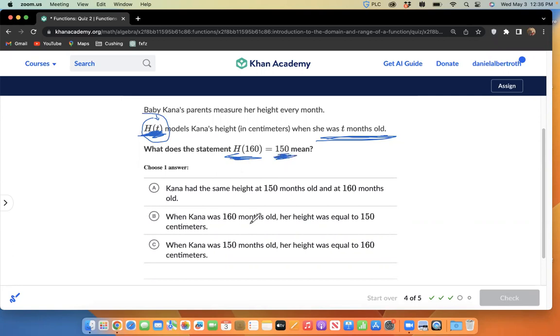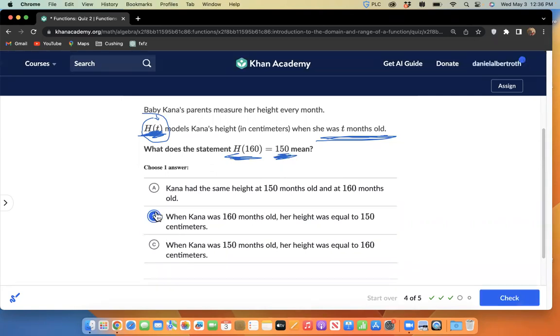When Kana was 160 months old, her height was equal to 150 centimeters. I think that's what we said. When Kana was 150 months old, her height was equal to 160. No. So the input is 160, and we're putting in her age. So the age is 160, and the height is 150. So I think it's going to be B.